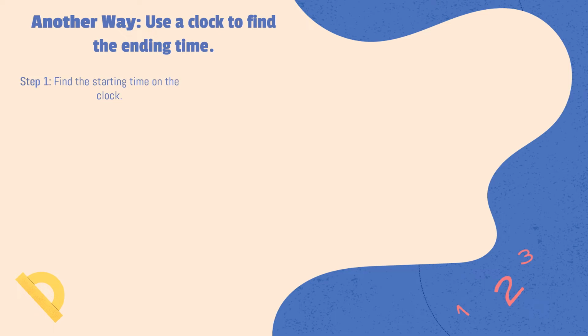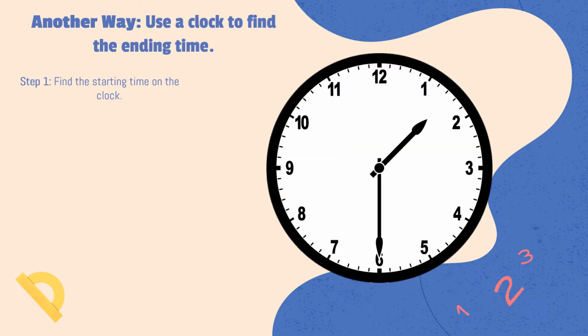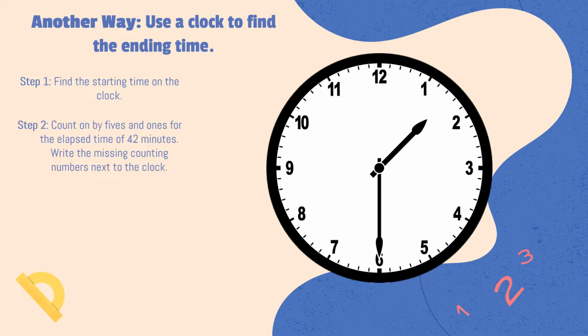Step 1, we're going to find the starting time on the clock. So here we have the clock and the starting time. That is 1:30. The clock is representing 1:30. So we're going to count by 5 from the minutes to get to 42 minutes.